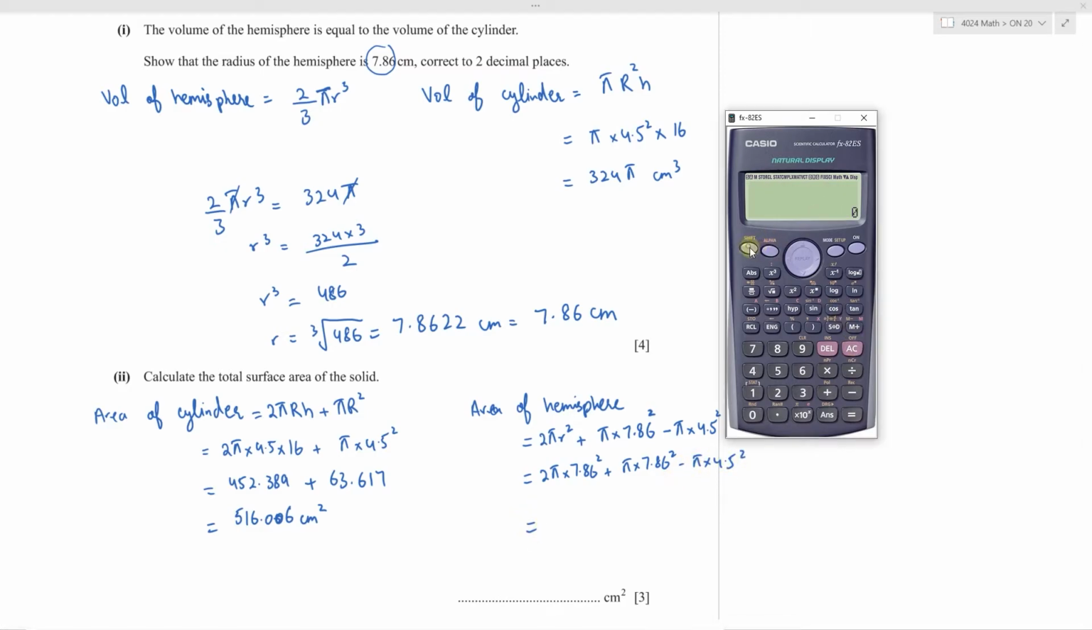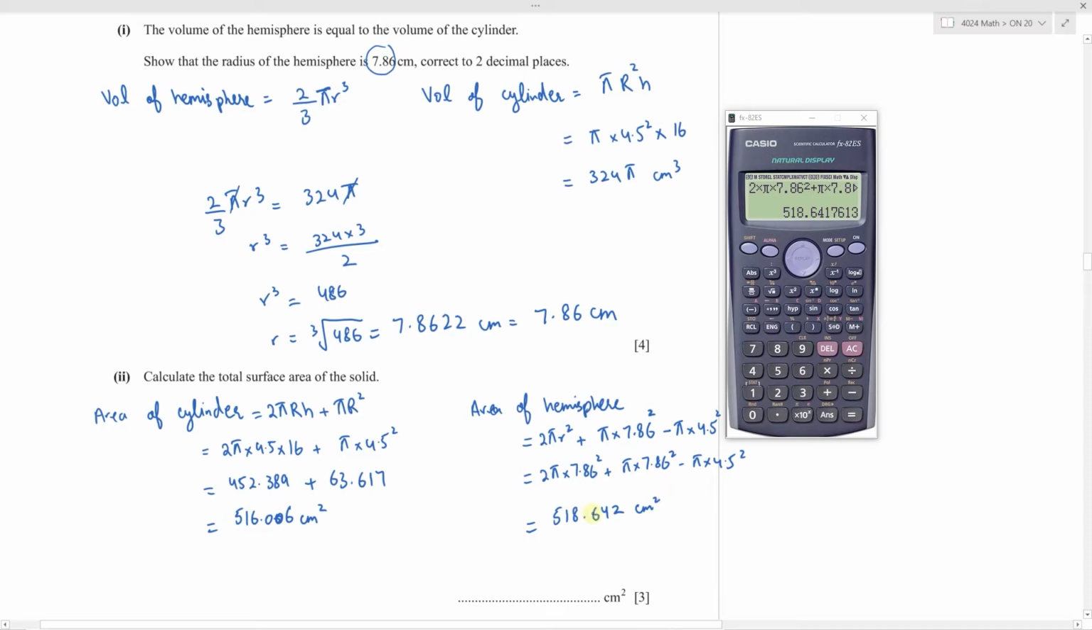So let's calculate this. 2 multiplied by pi multiplied by 7.86 squared plus pi multiplied by 7.86 square minus pi multiplied by 4.5 square. So this is 518.642 centimeter square.